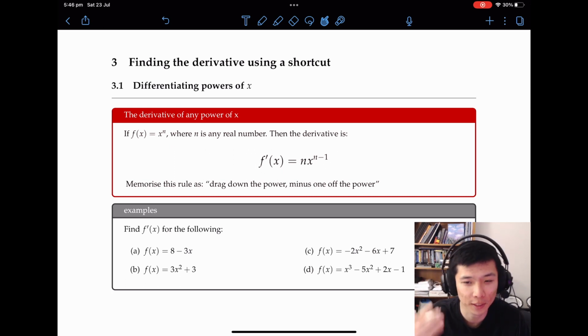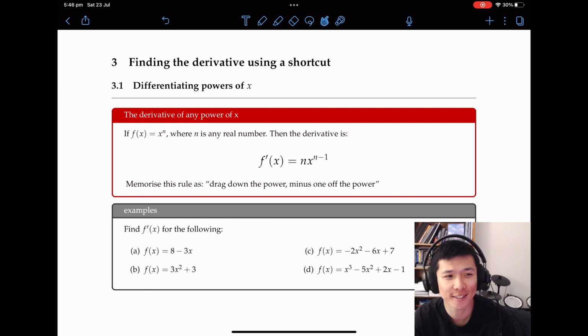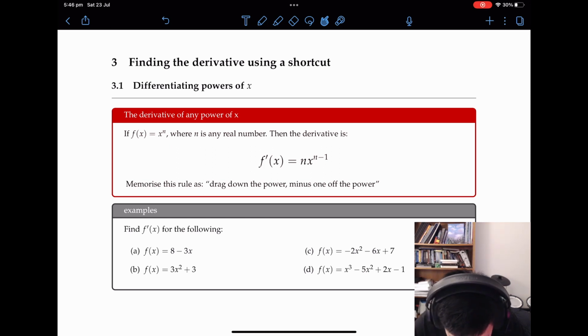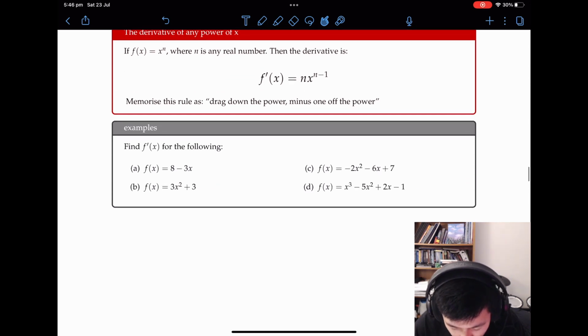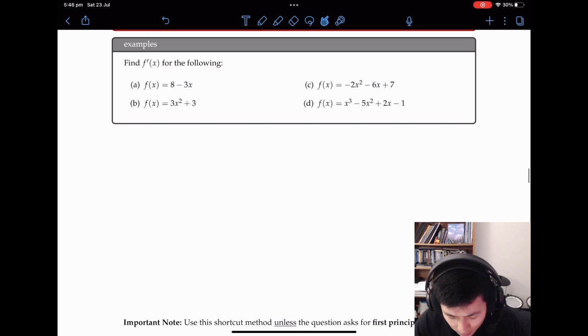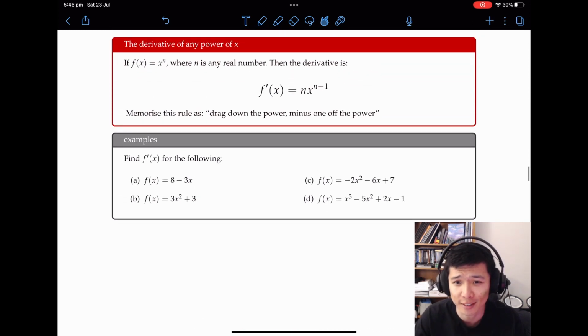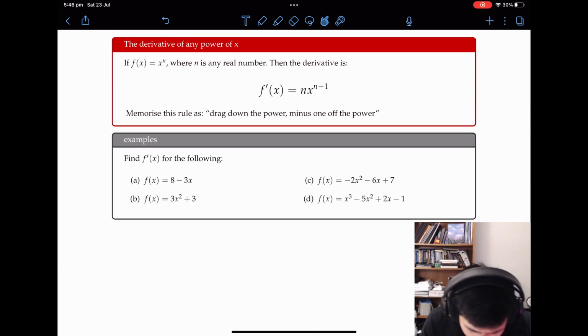And of course, I have to give you that memory tip. How we memorize this rule, or this shortcut, is we say drag down the power, minus 1 off the power. So just prepare for the fact that I'm going to say that like a billion times throughout this video. So let's actually apply this rule, because there's no way that we can actually understand how this works without applying it. So let's have a look at part A.